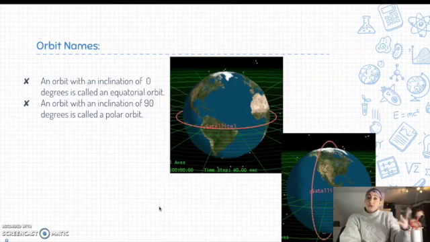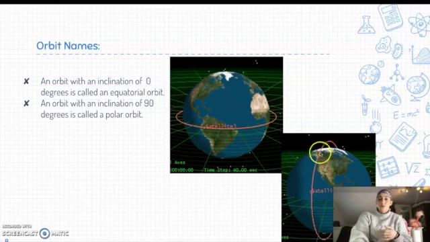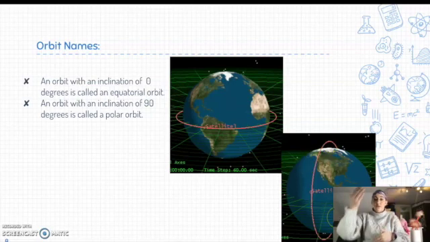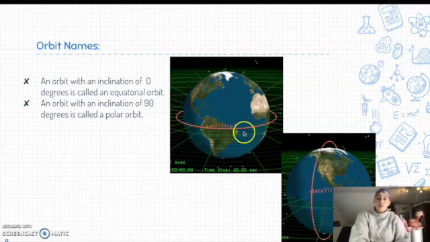So now let's talk about some vocabulary. We're going to look at the names of specific orbits. When we have an orbit with an inclination of 0, meaning it's across the equatorial plane, we call it an equatorial orbit. And then an orbit with 90 degrees of inclination, meaning it's completely vertical, up and down, is what we would refer to as a polar orbit because it goes above our polar caps. So these are two different types of orbits that we have.